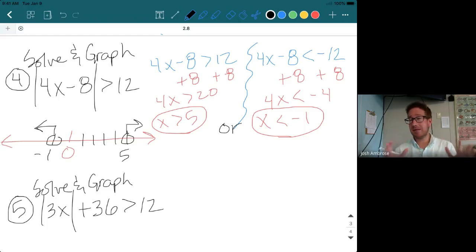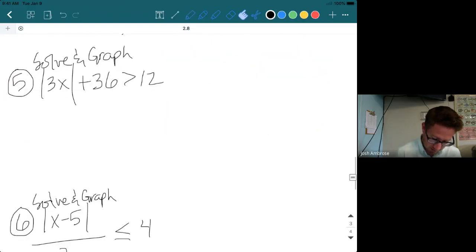So you'll notice they didn't give us any words at the beginning, meaning you have to graph it to figure out what the word will be. Use the word or, use the word and. All right, let's do the next example.